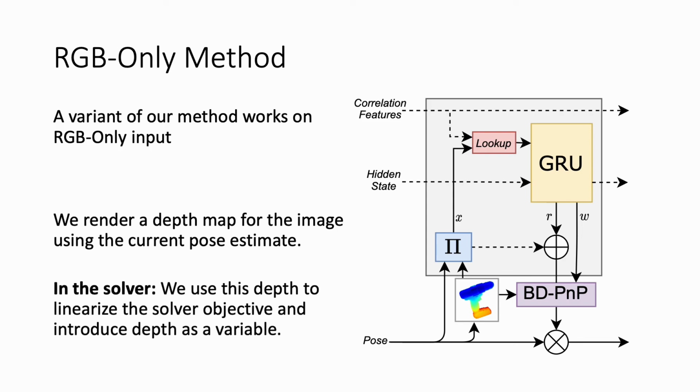As a middle ground, we use the render depth to linearize the optimization objective and introduce depth as a separate variable in the optimization so that we jointly optimize both pose and depth. Since the updated depth is now potentially inconsistent with the updated pose, we discard the depth update and render a new depth map in the next update iteration. We show in the paper that this approach gives good results.